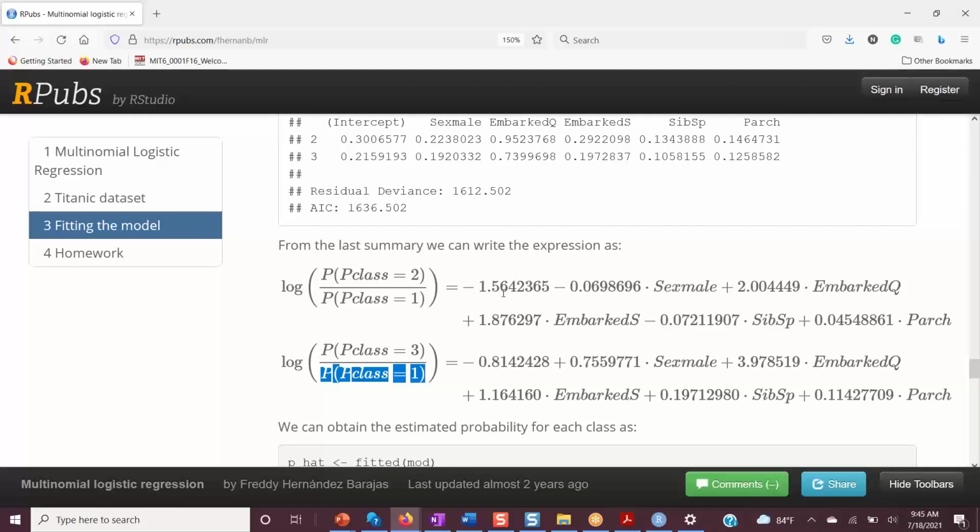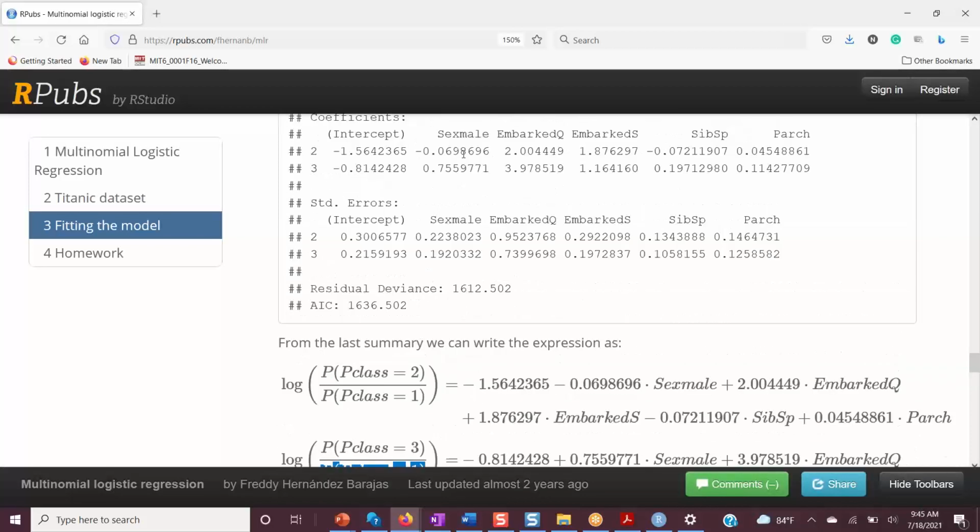Intercept is minus 1.564236, minus 0.698696 times sex male. That means male is the variable used. Female is unused; female is captured in the intercept. Are you with me? Likewise, embark, yes, Queensland.